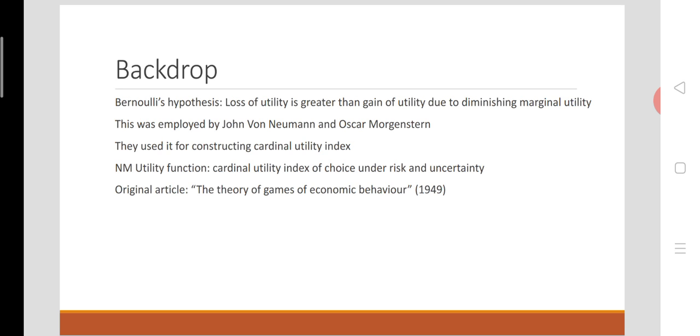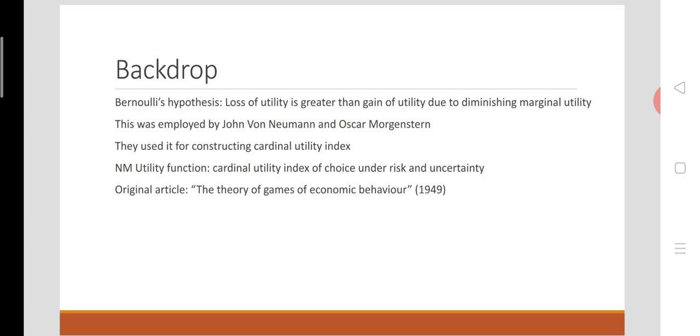As we have studied in Bernoulli's hypothesis, the loss of utility will be greater than the gain of utility due to the diminishing marginal utility status of the people. This was employed by John von Neumann and Oscar Morgenstern. They used it for the construction of a cardinal utility index. The NM utility function is the cardinal utility index of choice under risk and uncertainty.